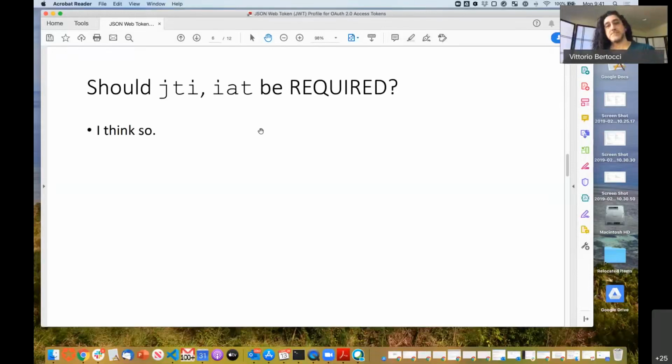Annabelle Backman, I jumped into the queue in the midst of this slide discussion. I totally support making JTI and IAT required, 100%. This is a good opportunity for that. I don't see any reason why an AS would not be able to include them, and they provide significant value for minimal cost. Thank you, Annabelle. Okay, Dick.